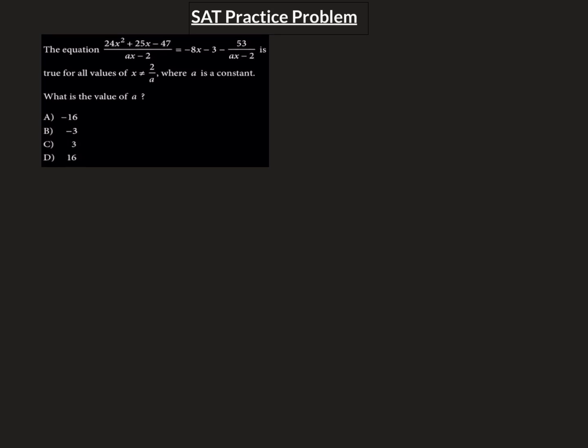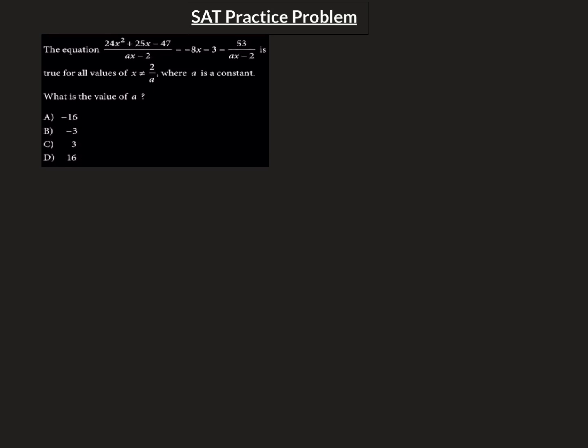Hello everyone, in this video we'll be going over this SAT practice problem. The problem is: the equation (24x² + 25x − 47)/(ax − 2) = −8x − 3 − 53/(ax − 2) is true for all values of x not equal to 2/a, where a is a constant. What is the value of a?